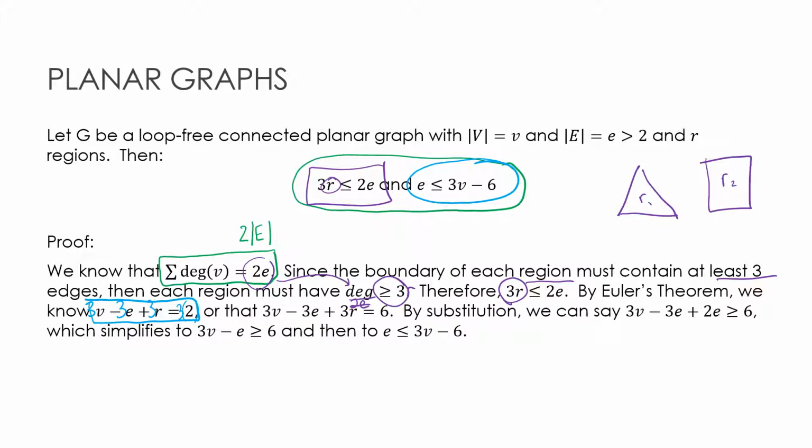And by substituting, I can say, instead of using this equal sign, let's replace 3r with 2e. And now, instead of an equal, I have an inequality. And from here, I'm saying, well, hey, minus 3e and plus 2e actually combines to minus e. And then, let's get e by itself, and that turns into e is less than or equal to 3v minus 6. And that is the most helpful corollary from Euler's theorem.